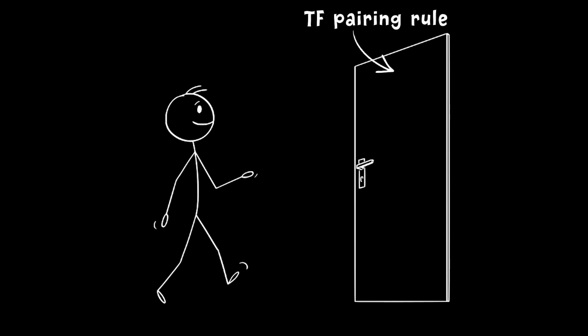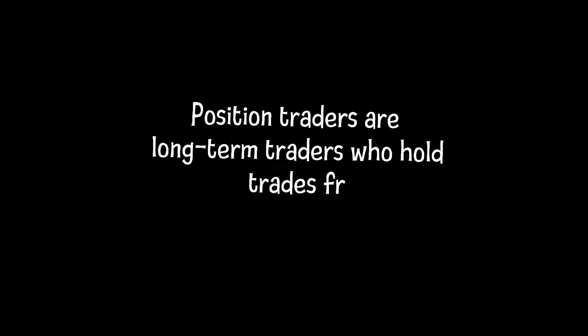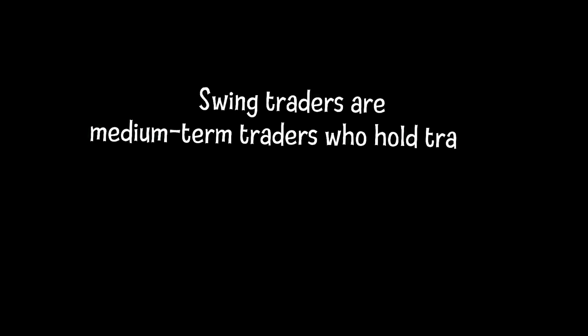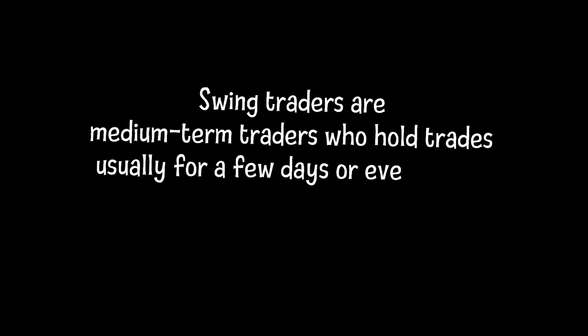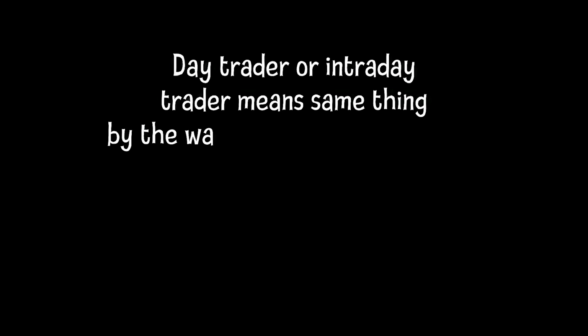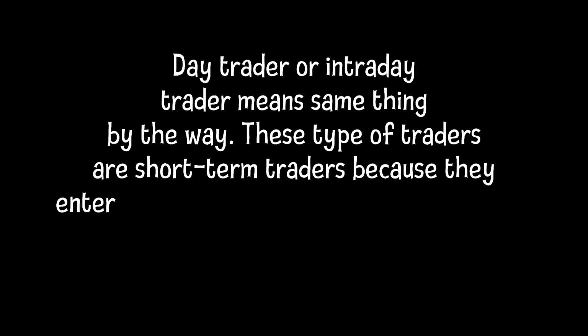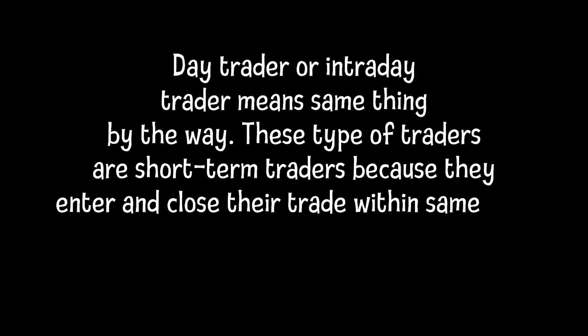For you to know how to pair time frames, you need to first know the type of trader that you are. Position traders are long-term traders who hold trades from weeks to months or even years. Swing traders are medium-term traders who hold trades usually for a few days or even weeks. Day trader or intraday trader means the same thing, by the way. These types of traders are short-term traders because they enter and close their trade within the same day.